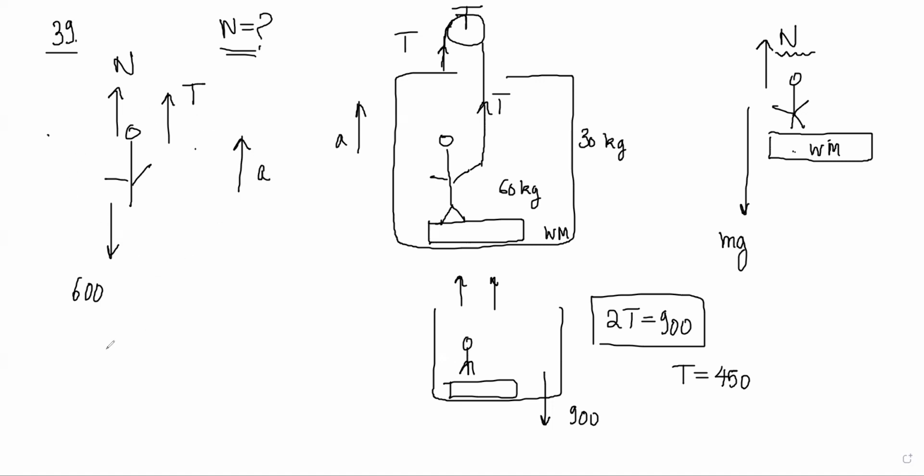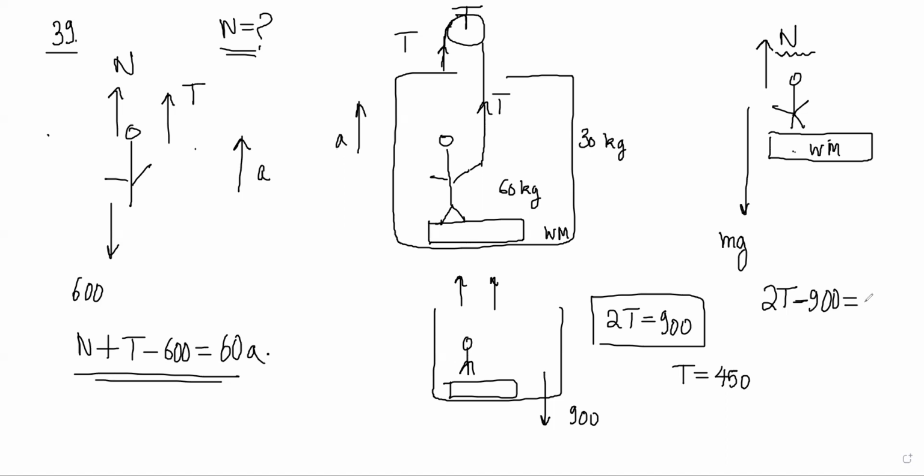The equations will be now N plus T minus 600 is equal to 60A for the man, right? And if you take the whole system also together, you will say 2T minus 900 is equal to 90A, right? Are you understanding what I'm saying?